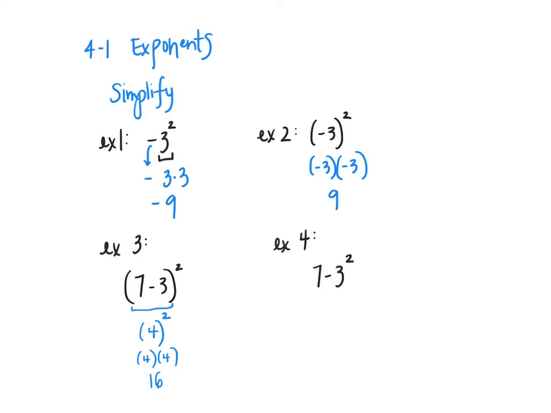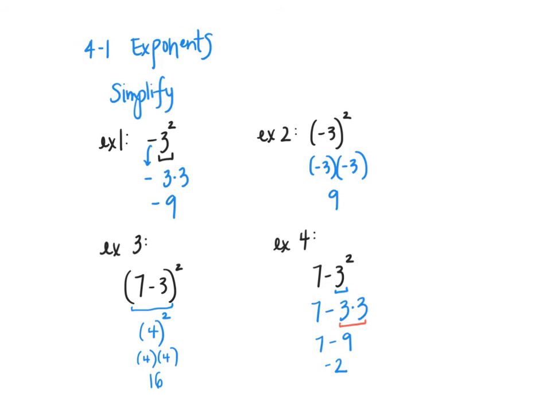Now, how does example 4 differ? Well, what is being squared? Only the 3. And if you were to write out what this means, you would have 7 minus and then 3 times 3. Well, if you're following order of operations, you would do your multiplication before your subtraction. So you need to say this is 7 minus 9. Well, that's like saying I've got $7 and I've lost 9. I'm going to end up with negative money.